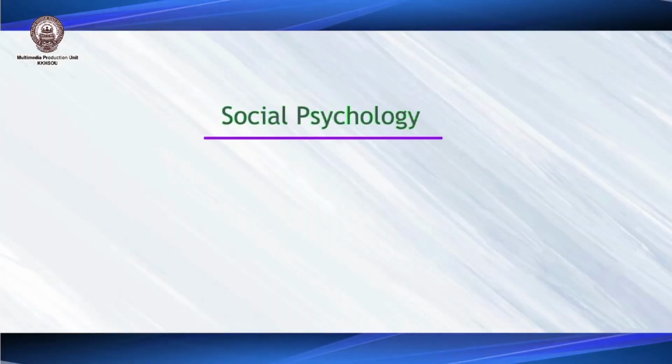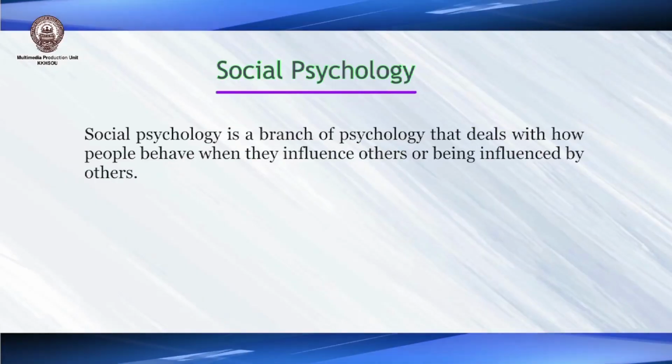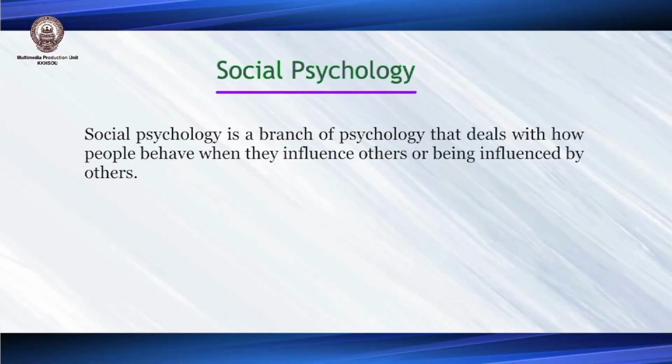Now, coming to the concept of social psychology. Social psychology is a branch of psychology that deals with how people behave when they influence others or are being influenced by others. Social psychology is a two-word term. Here, the word social means of the society, or the social factors that affect us. And psychology, as we have just discussed, is a discipline, a social science. So social psychology mainly focuses on the social factors that affect an individual.